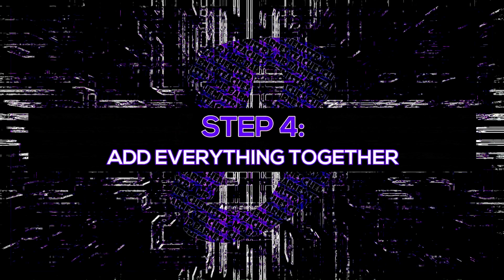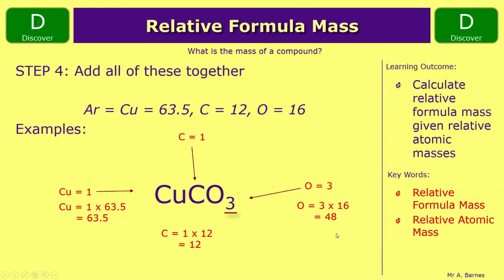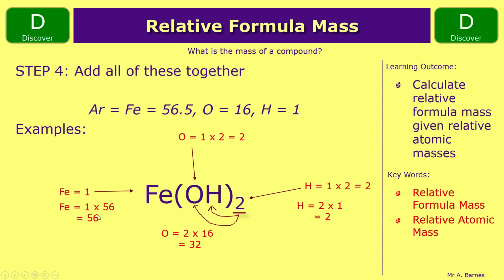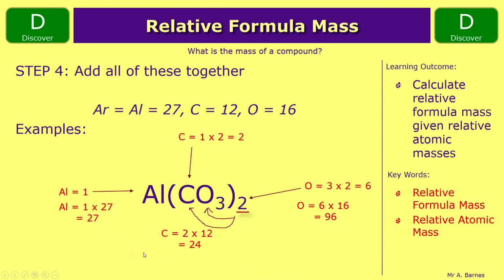And then the final step is to add all of these together. So 63.5 plus 12 plus 48 gives me 123.5. 56 plus 32 plus 2 gives me 90. And 27 plus 24 plus 96 gives me 147.